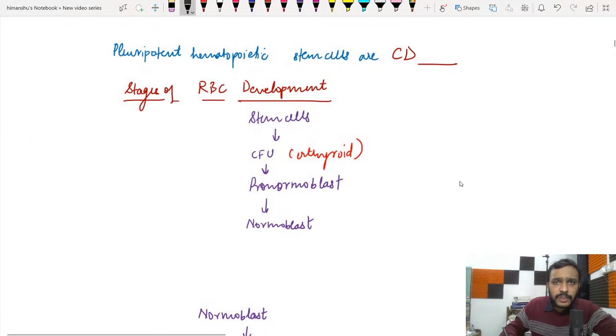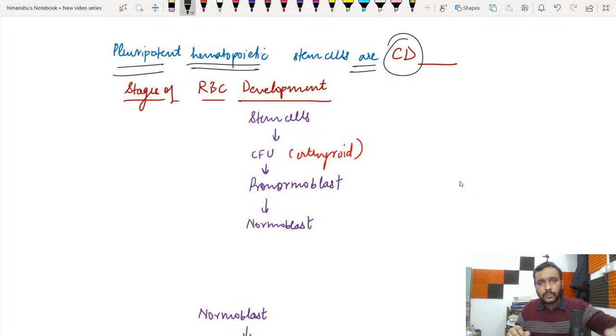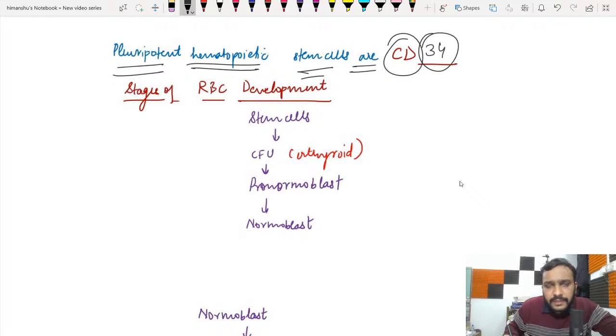So coming to the pluripotent stem cells, what is the CD marker for pluripotent hematopoietic stem cells? The CD marker is CD34.